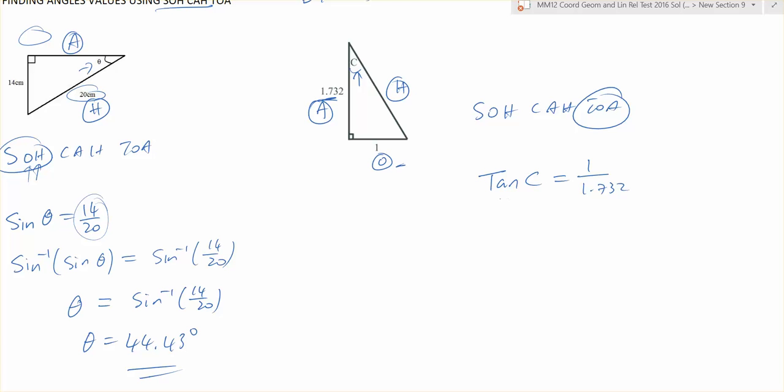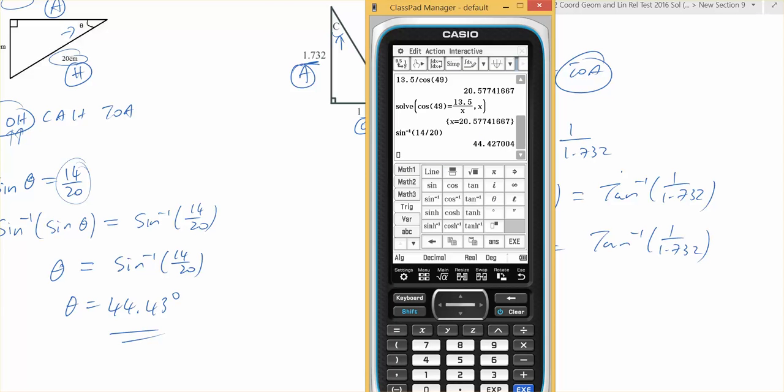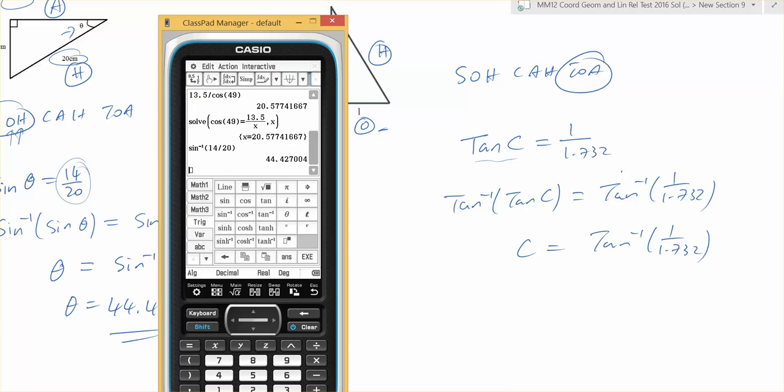Now, if we've got tan of something, to get rid of the tan, we need to take the inverse of tan. So the inverse of tan C is just C. What we do to one side, we need to do to the other. So the inverse of tan and tan undo each other, so we just get C equals inverse tan of 1 divided by 1.732. And all I do is enter that on the calculator. So I want to find the inverse tan.